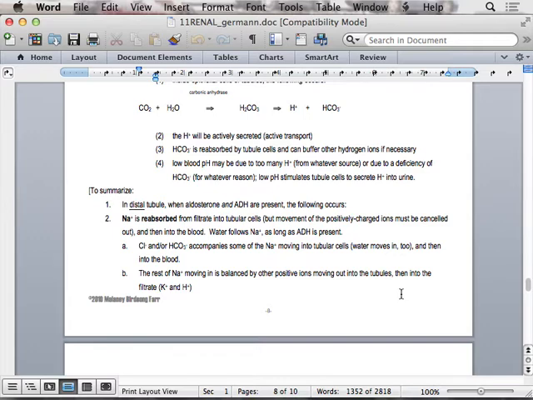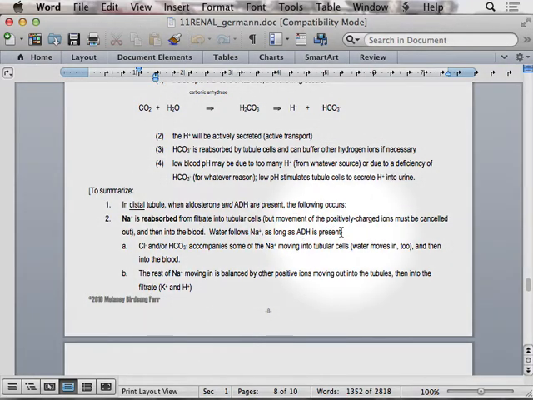Okay, so now let's look at the summary, and then I have a summary of the summary. So it gets easier, promise. It just takes me a minute. Can you kind of see how I study when you look at this stuff? I'm like, wait a minute, where's the big picture? I can't see it. Okay, so to summarize, in the distal convoluted tubule, when aldosterone and ADH are present, the following occurs. Sodium is reabsorbed from the filtrate into the tubular cells, into the blood. But the movement of the positively charged ions must be balanced.